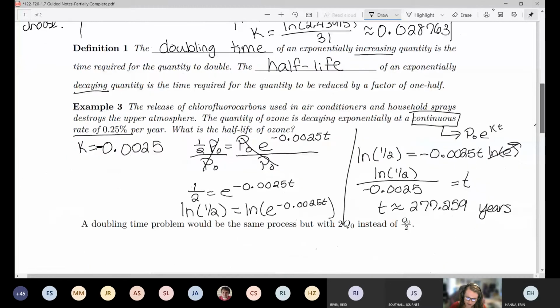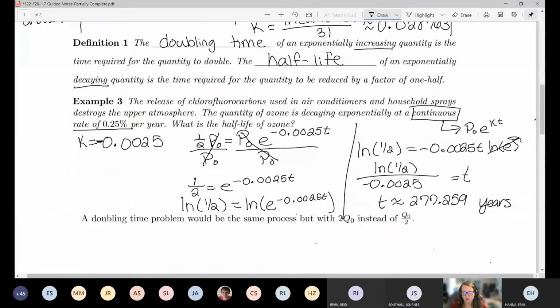We talked about half-life and doubling time the other day. I'm just going to say something about it again, just really quick. On your homework, you have a couple of these. Remember, you don't need P0 for doubling time and half-life.